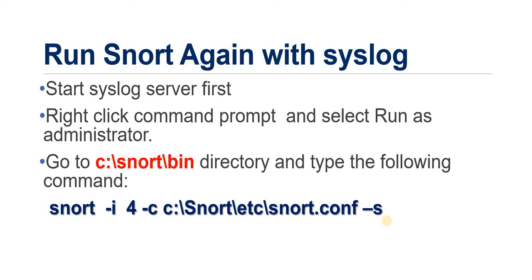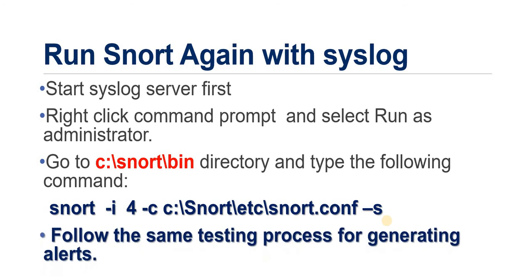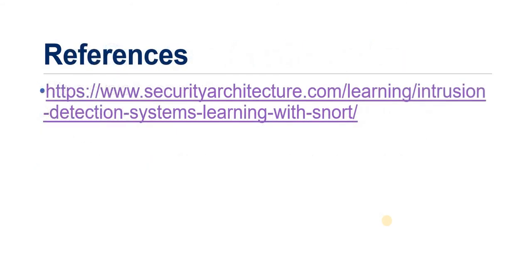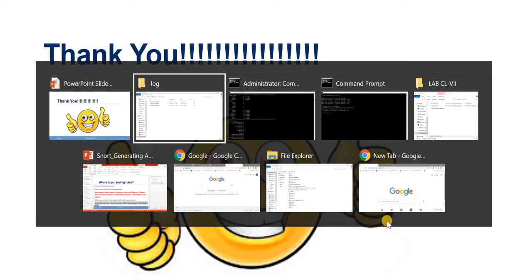Okay, so correctly write down the instruction and then follow the same testing process. Generate the ping command or the ICMP packet, then stop Snort and check the syslog. I will show you in short, and this is your reference. You can refer to the details from this site. So I'll show a short demonstration of the use of a Syslog server.